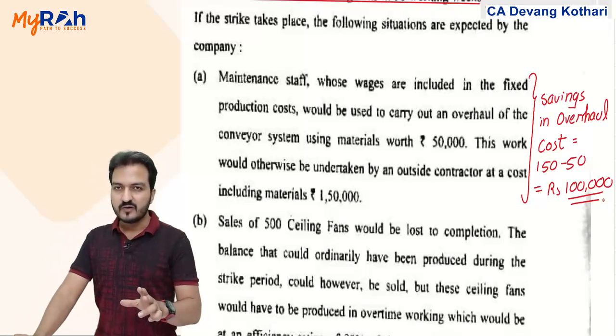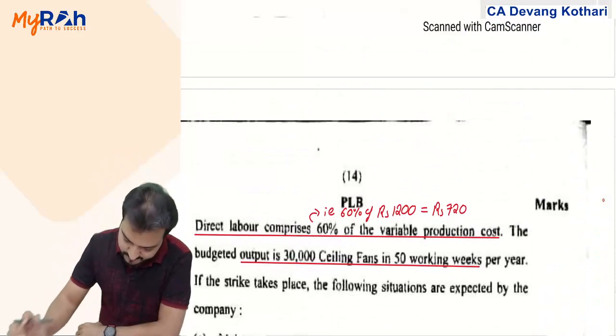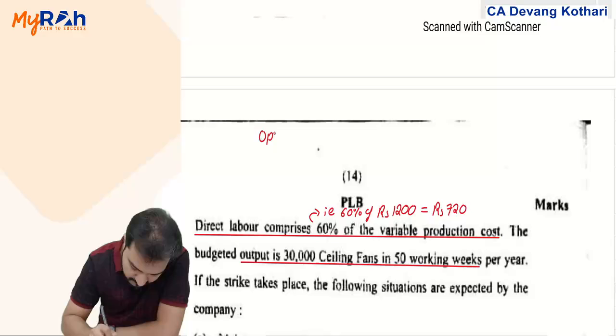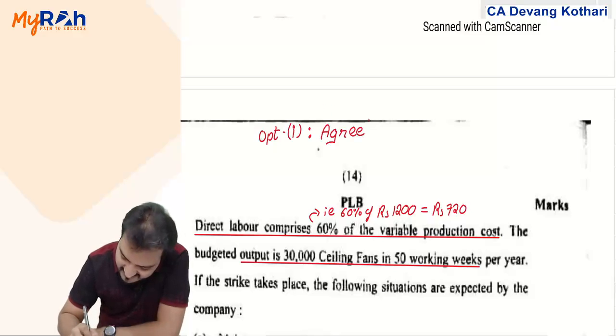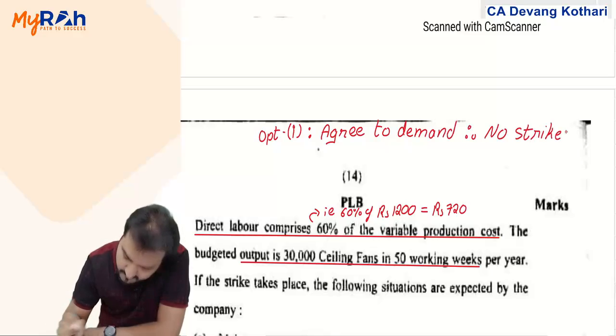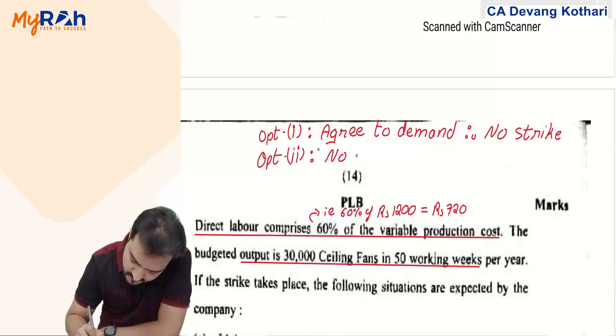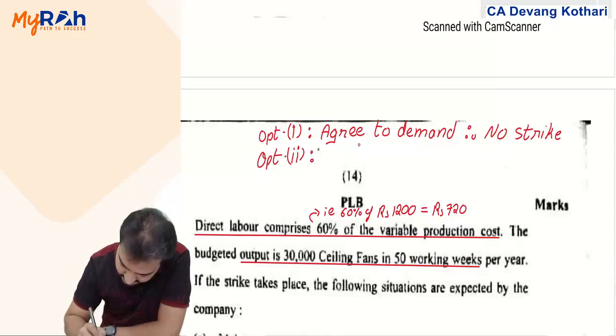Look, apparently in this question there are two options. Let me first list down the options. Say option 1 is that I agree to the worker demand. Therefore, no strike. And option 2 is that I don't agree to the workers' demand.